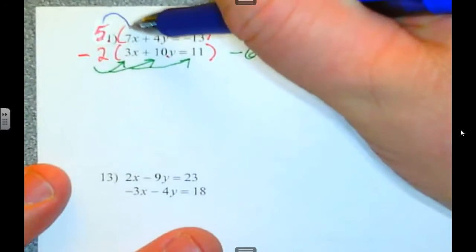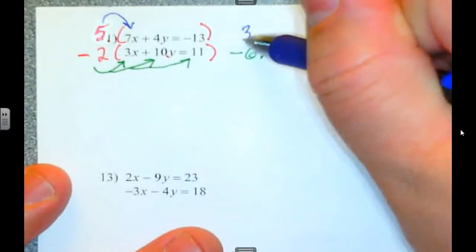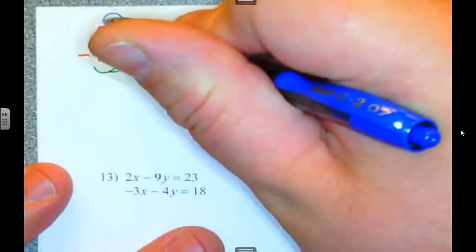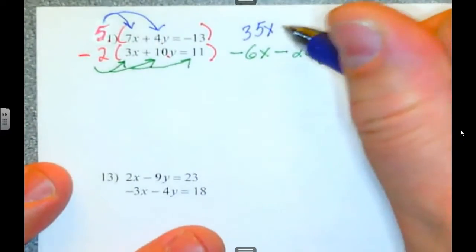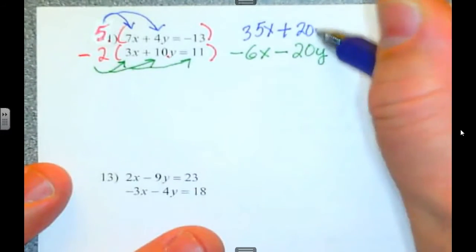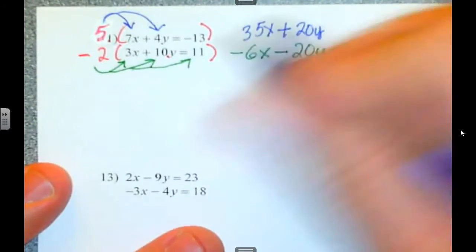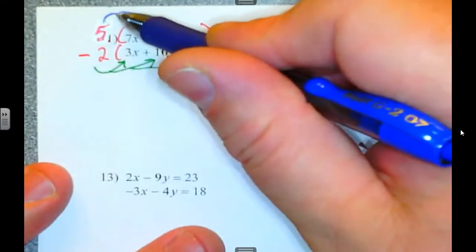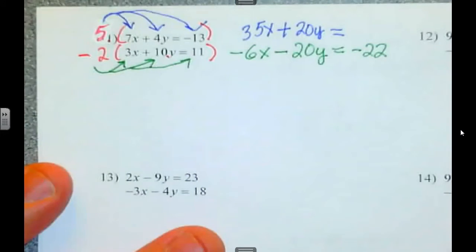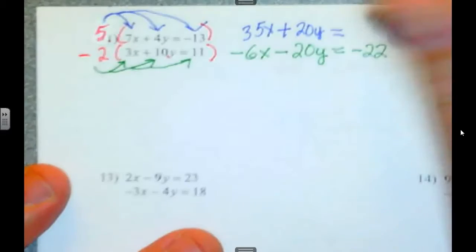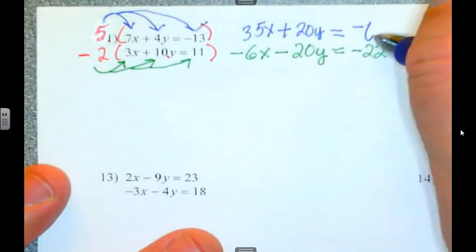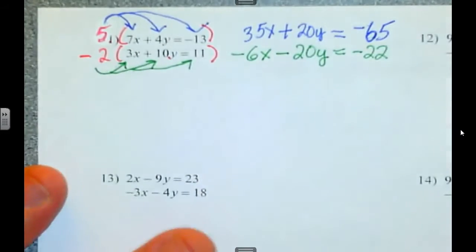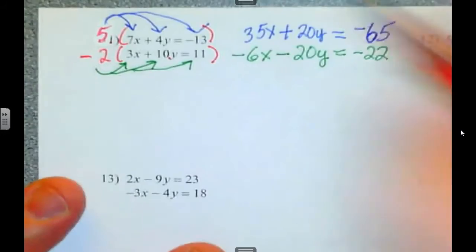Okay, 5 times 7x, 35x. 5 times 4y, here's my plus 20y. That's going to eliminate my y's. Equals 5 times negative 13. Question? Huh? Negative 65, right? Yeah. Thank you. I thought you said 55.